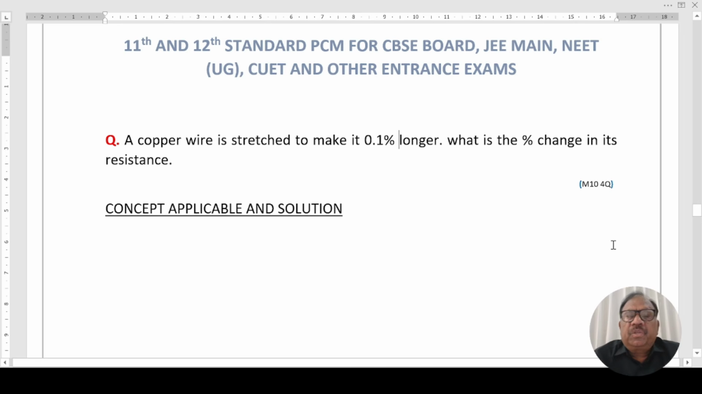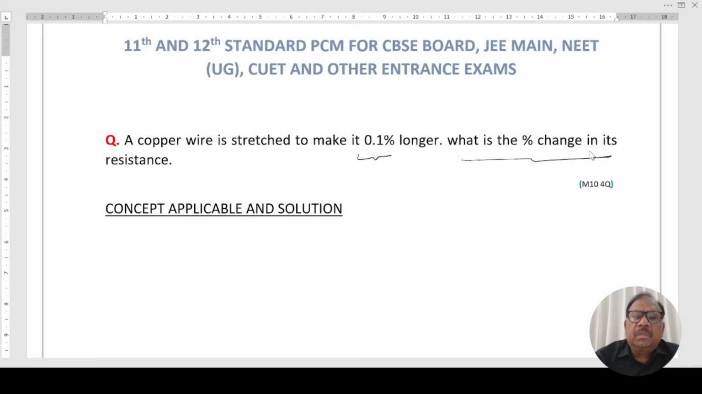Question: a copper wire is stretched to make it 0.1% longer. What is the percentage change in its resistance? The concept applicable is propagation of error.